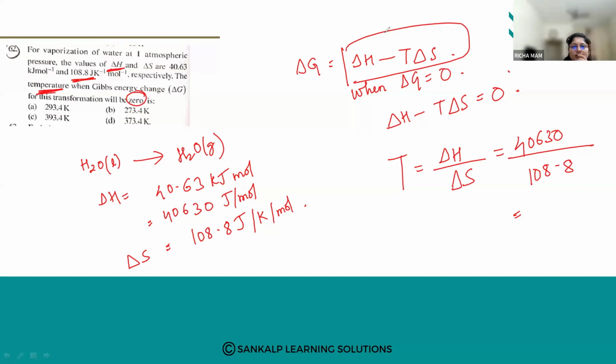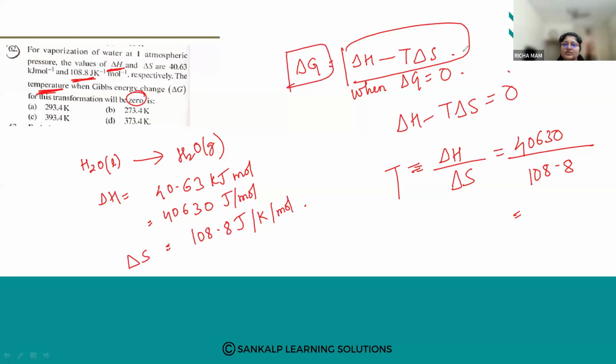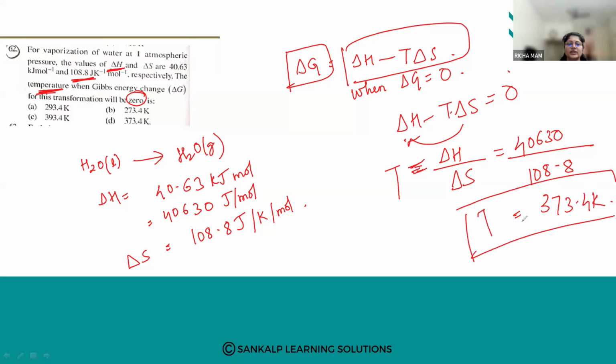So Gibbs energy is stated as 0, and we have to find temperature. Delta H minus T delta S is equal to 0, because when G is 0, this will be equal to 0. So T, take it to this side, and it will be delta H upon delta S. From this equation we will get the answer. What I am getting is 373.4 Kelvin. Temperature is 373.4 Kelvin.